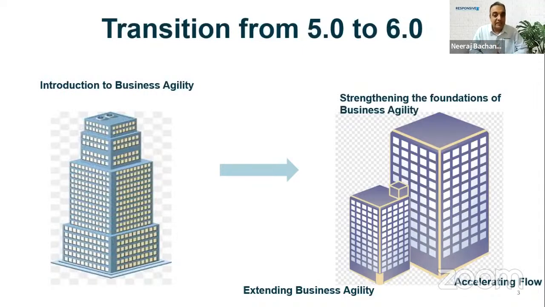What has changed in 6.0 is that while the concept of business agility was understood, this version is trying to solidify and strengthen the concepts of business agility across the organization. That also means it's extending the concept of business agility to various parts of the organization. We will talk very quickly about the various changes that have been brought in. For example, accelerating value flow. We will talk about clarification in roles and responsibilities. We will also talk about OKRs and how they help the organization.